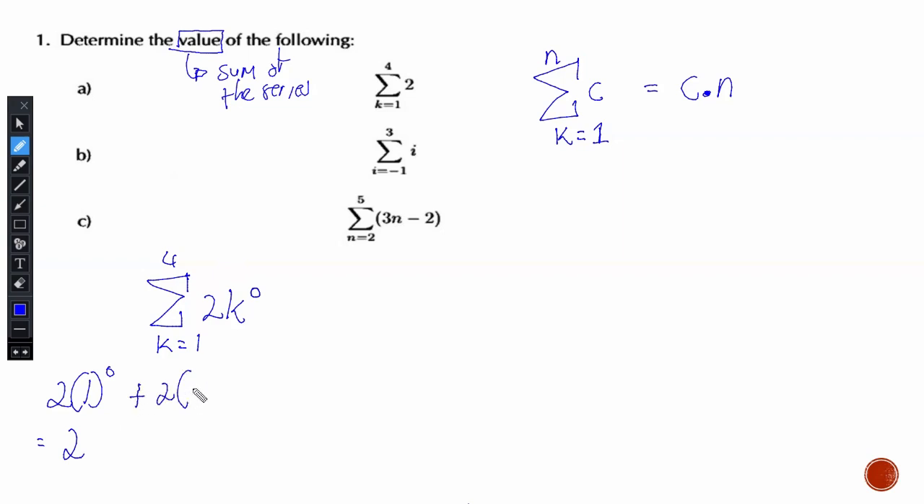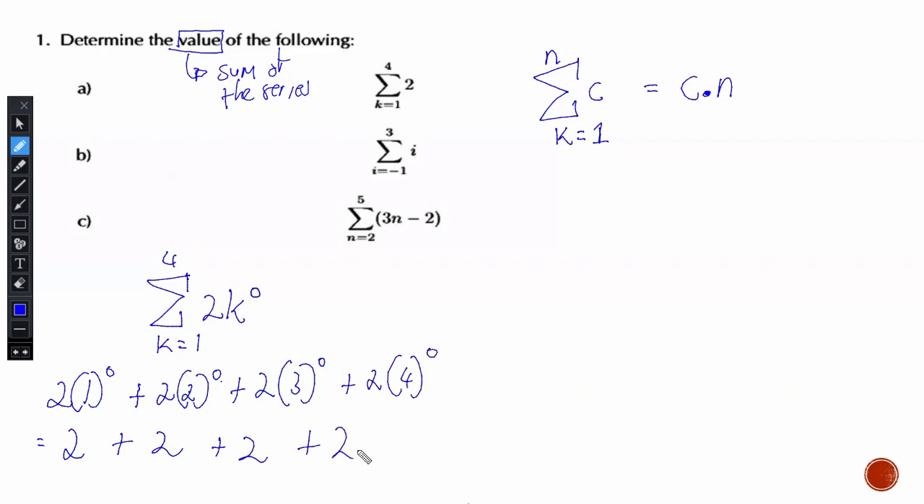Even if you were to substitute for the second term, now you have your k as 2. Because 2 to the exponent of 0 is still 1, you will still have your solution as 2. If you substitute your k as 3, this is to the exponent of 0, you still have this as 1, so 2 times 1 is still 2. And then the last term will be 2. Remember, the end index is 4. So this will be 4 to the exponent of 0, and this would still be 2. So this is 1, 2, 3, 4.